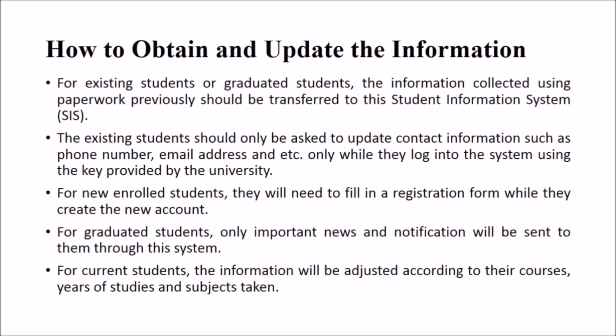Okay, how are we going to obtain and update the information? For existing or graduated students, the information previously collected using paperwork should be transferred to this student information system. Existing students should only be asked to update contact information such as phone number, email, and so on, only when they log into the system using the key provided by the university. New enrolled students will need to fill in a registration form when they create a new account.